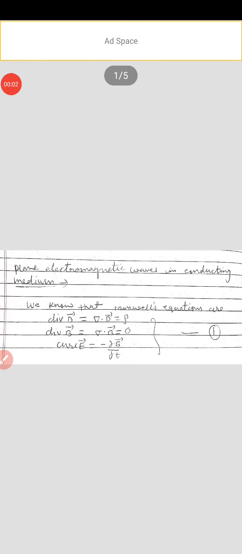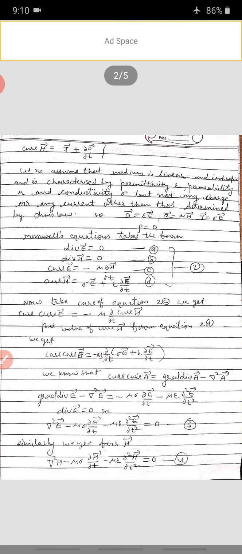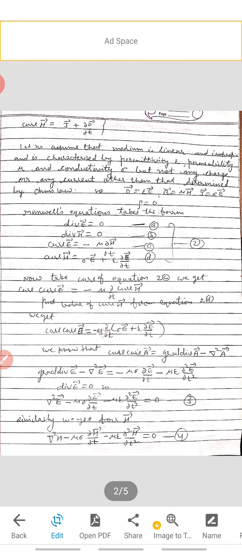Good morning, students. Today we study plane electromagnetic waves in conducting medium. We know that the Maxwell equations are: divergence of D is equal to rho, divergence of B is equal to 0, curl E is equal to minus del B by del t, and curl H is equal to J plus del D by del t.